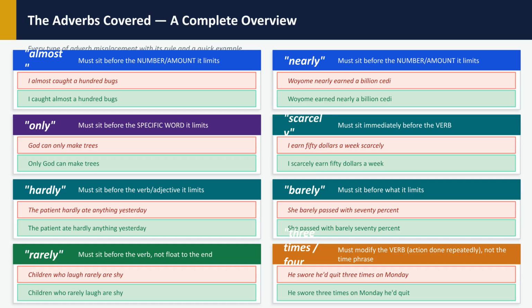Here is an overview of the key adverbs we will be covering and their rules. Note the importance of placing adverbs like almost, only, and scarcely immediately before the word or phrase they are intended to limit. Section 2 focuses on almost and nearly. These adverbs are common pitfalls, so knowing the correct placement is essential for clarity.